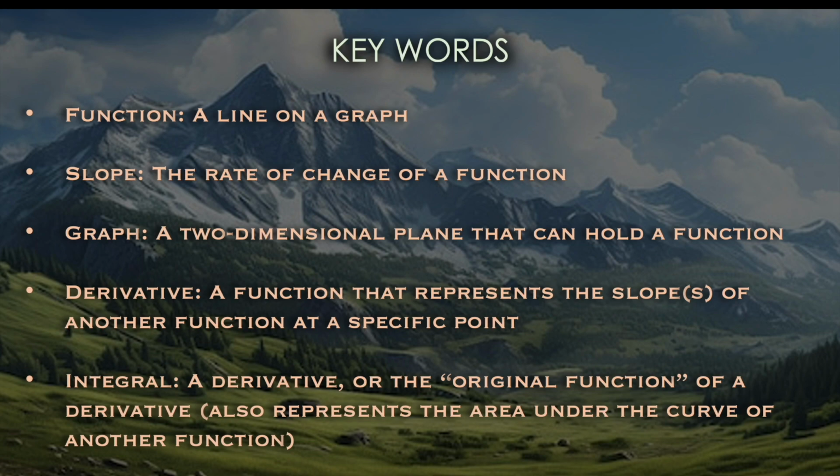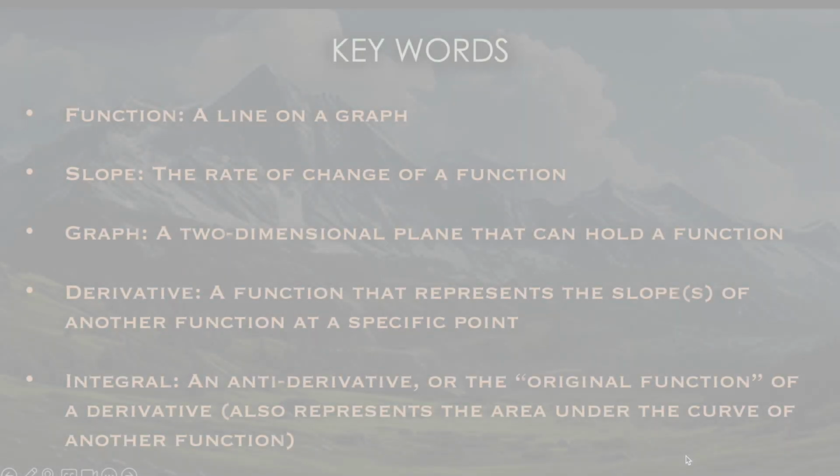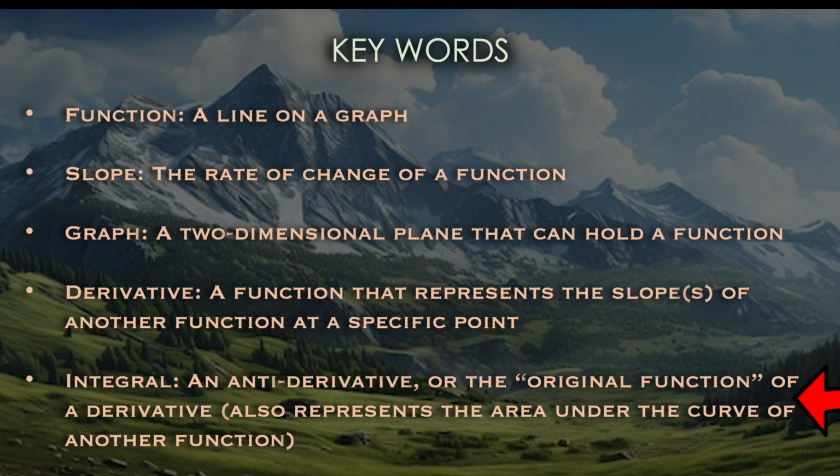Keywords for this unit are function: this is a line on a graph. The slope is the rate of change of a function. The graph is a two-dimensional plane that holds that function or line. The derivative is a function that represents the slopes of another function at a specific point. And the integral, an antiderivative or the original function of a derivative, also represents the area under the curve of another function.